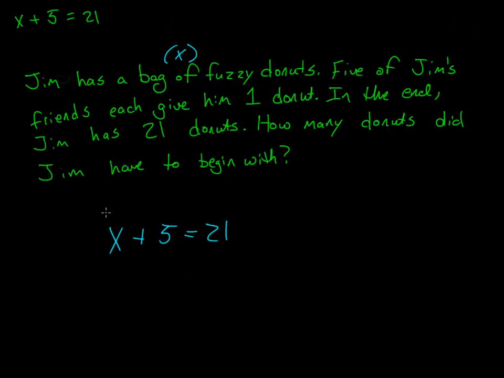Here it is. Here is our equation. Very simple, very basic. X plus 5 equals 21. Do the math like we did before. You're going to find out Jim started out with 16 donuts. Now, let's go ahead and erase this. Start with another one. Now that was very simple, very basic. Let's move up and let's look a little bit deeper at another problem.